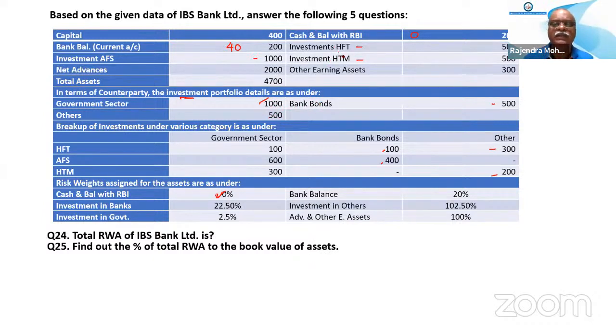Now, total investment we can take from here, because government sector, others and bank bonds are given. Whatever the HFT, HTM investment is, we should not worry about that. We can take this 2000 here. Government sector 1000 carries how much risk weight? 2.5%. So 1000 into 2.5% is 25. Then bank bonds 500 at 22.50% is 112.50. Now others is 500 at 102.50%, so 500 into 102.50% is 512.50.